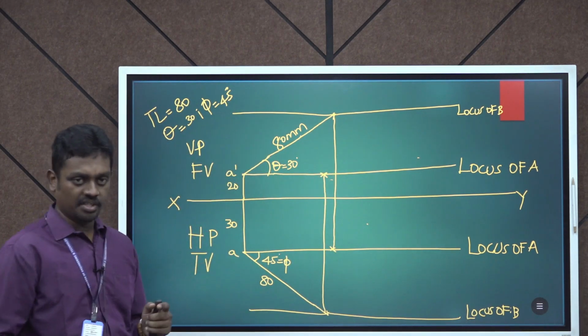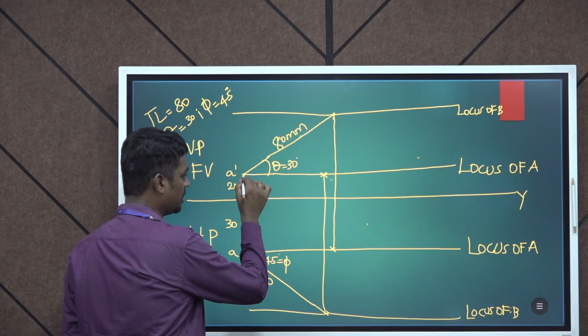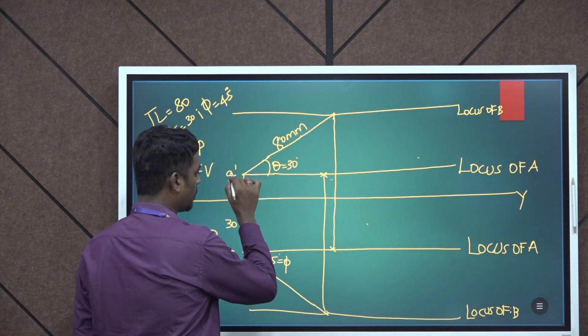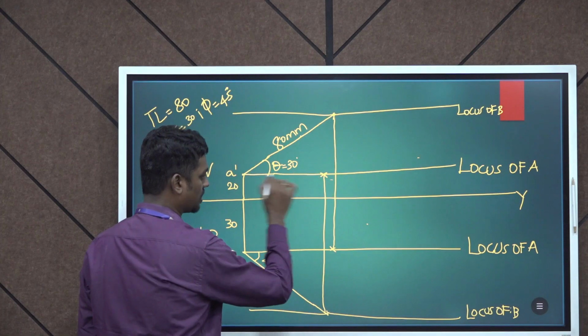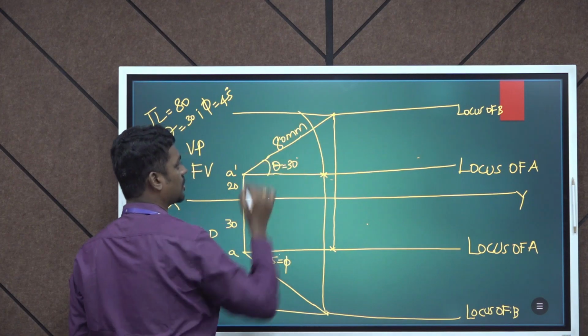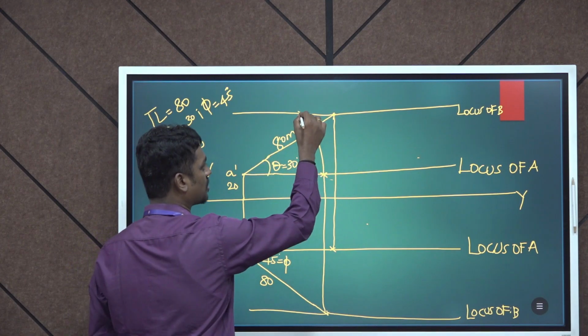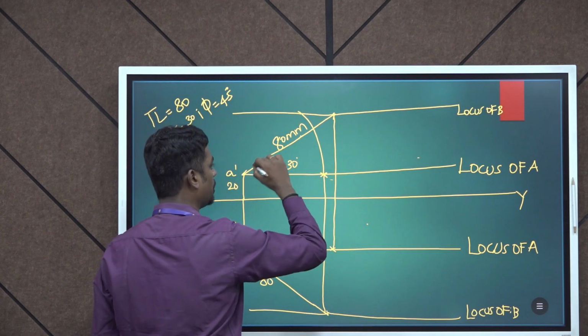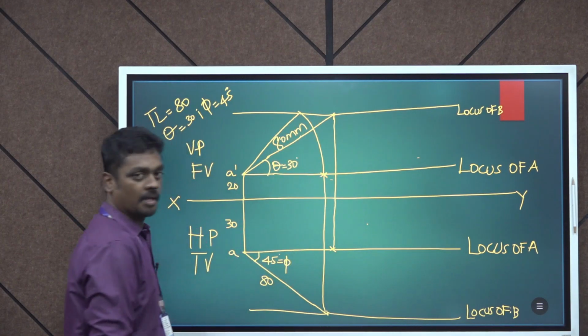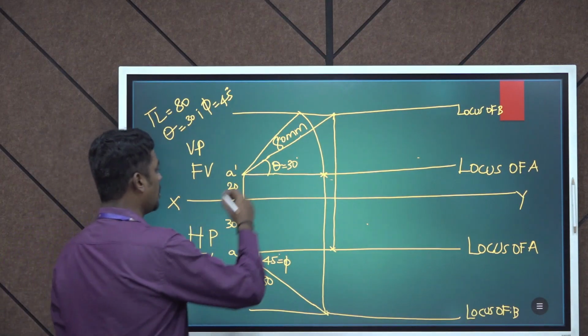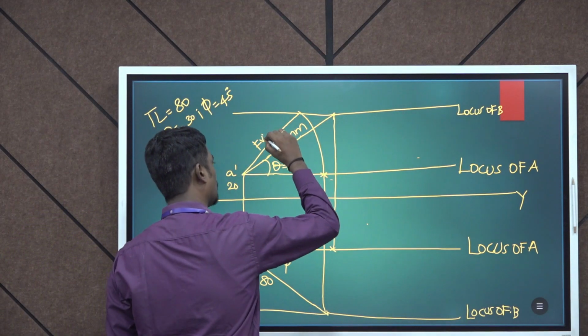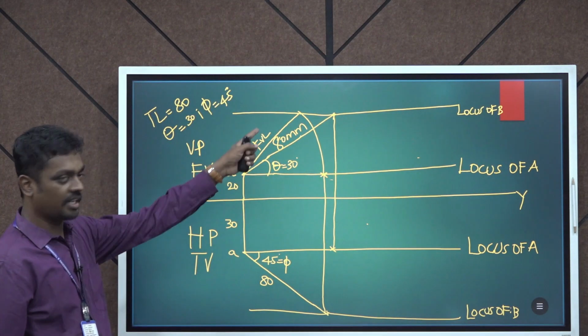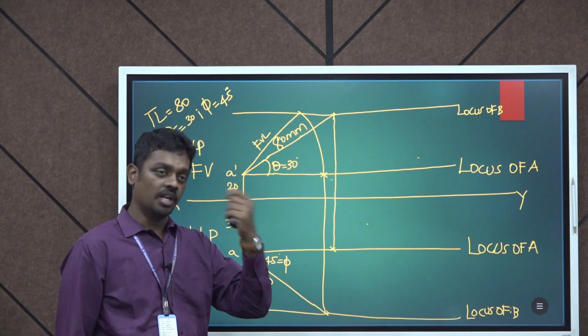Now, take a compass and measure the distance between this point to this point. So, from here A dash to this particular location, measure the distance and extend an arc. It will meet at locus of B. So, I am just going to extend a line here. This line is called as the front view length. This particular length of the line will be called as the front view length.